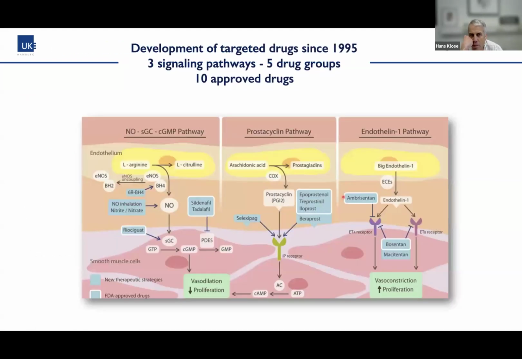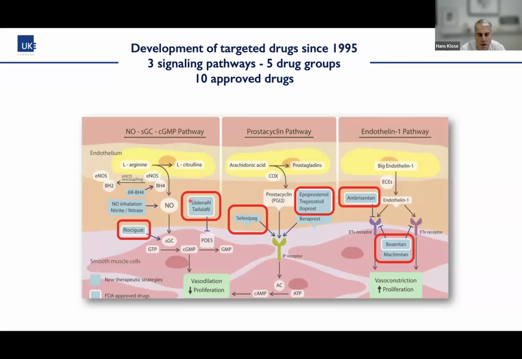And you all know there are a couple of treatment options nowadays. In the last 30 years, we found 3 pathways to address. We had 5 drug groups and 10 approved drugs, and you all know these medications. You know the NO pathway with sildenafil and tadalafil and riociguat. You probably know better the prostacyclin pathway with epoprostenol, treprostinil, selexipag, and the endothelin pathway with ambrisentan, macitentan and bosentan. But keep in mind, these are mainly vasodilatative drugs. So they do a vasodilatation and not anti-proliferation.